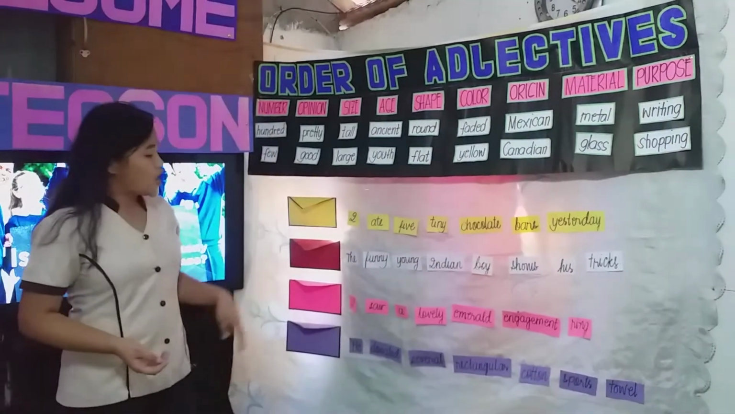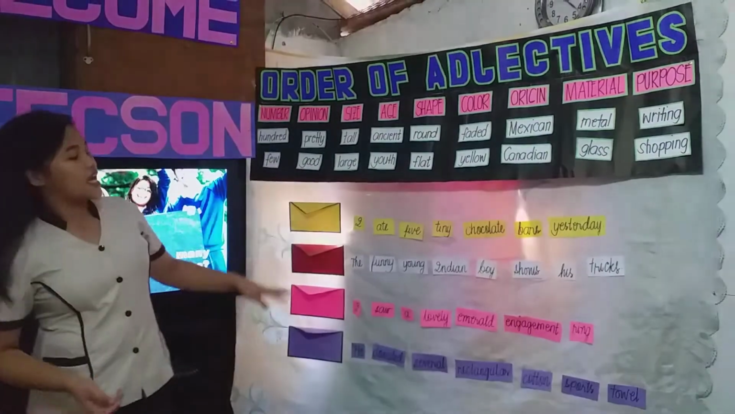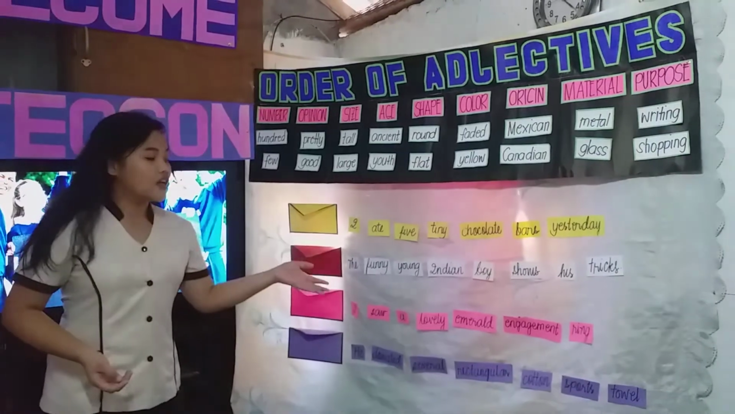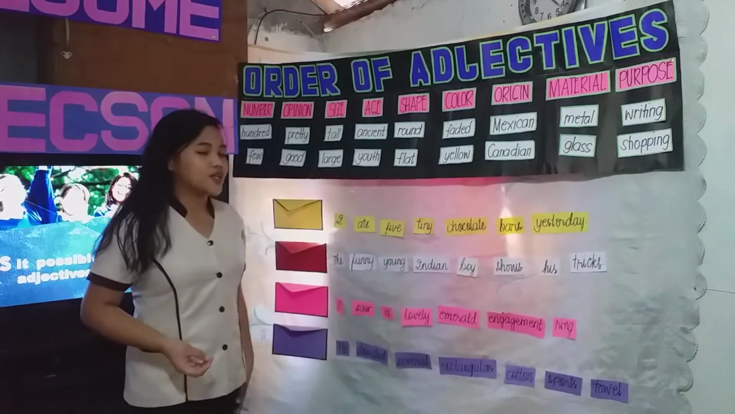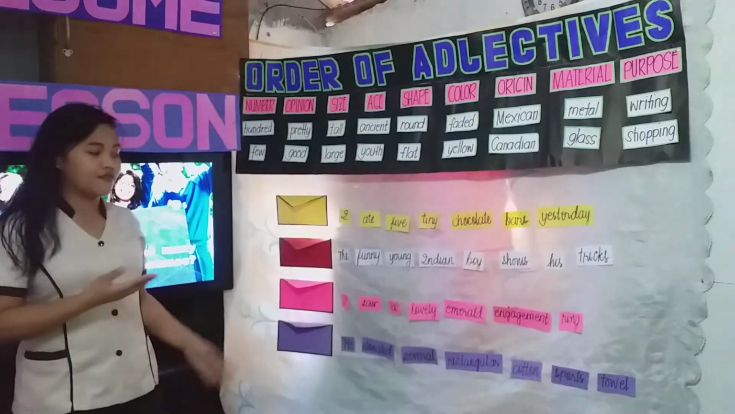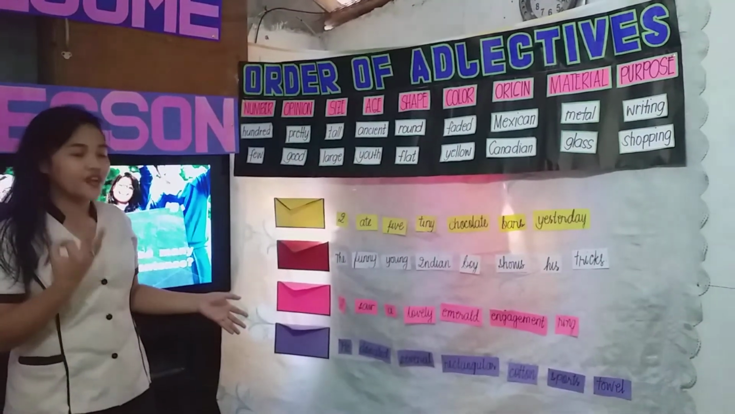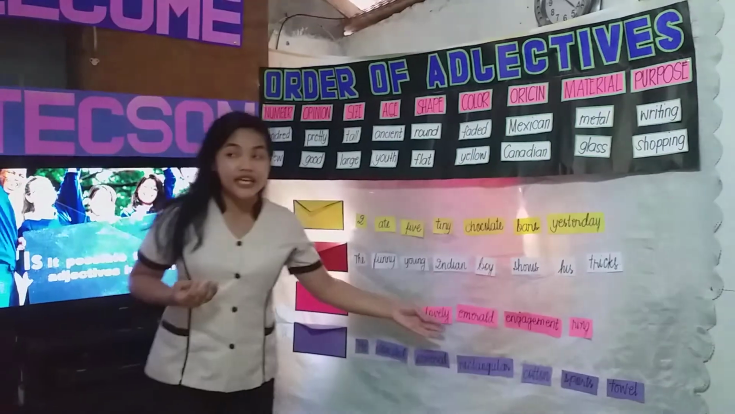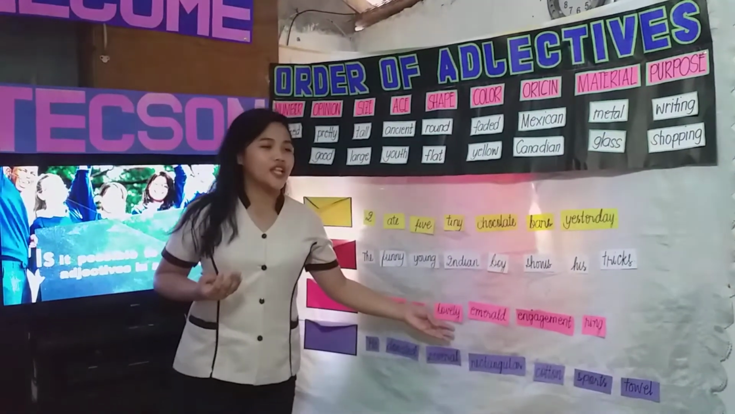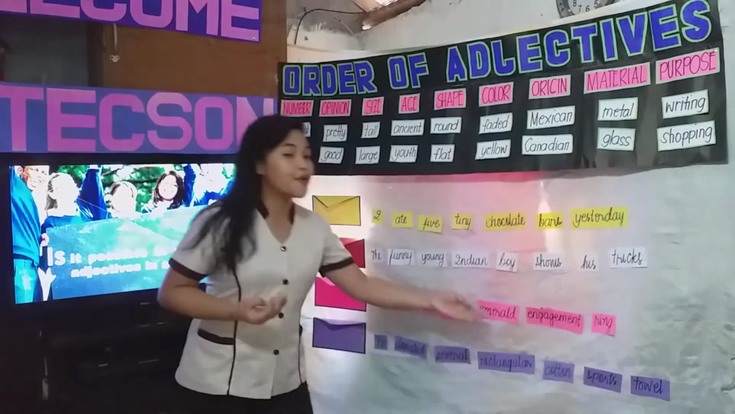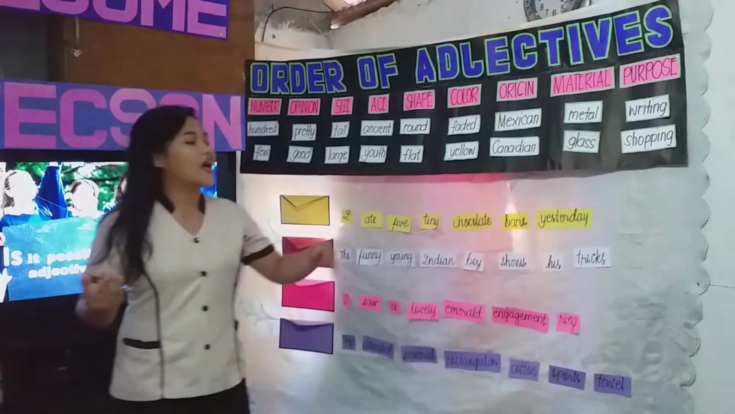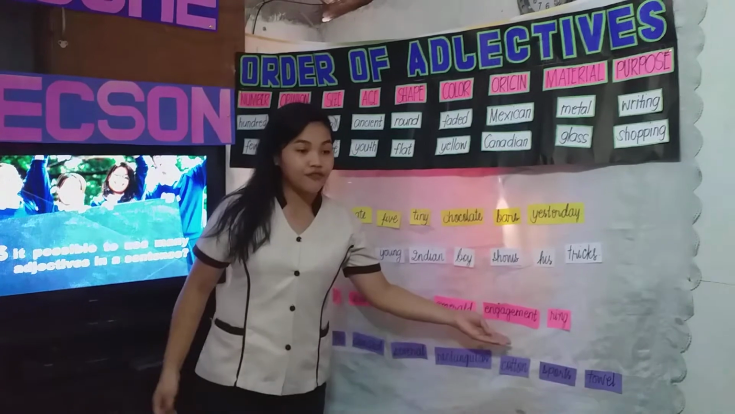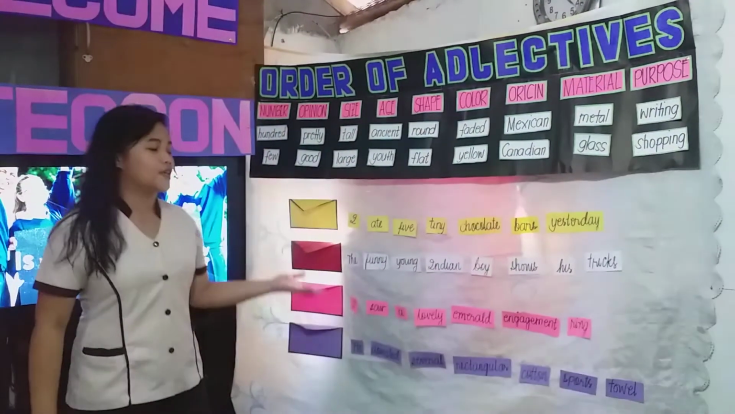Very good. The work of group 3, I saw a lovely emerald engagement ring. So how many adjectives do we have there? We have 3 again. So lovely is for opinion. Another? Yes, emerald is for color. And lastly, we have, very good, engagement for the purpose.